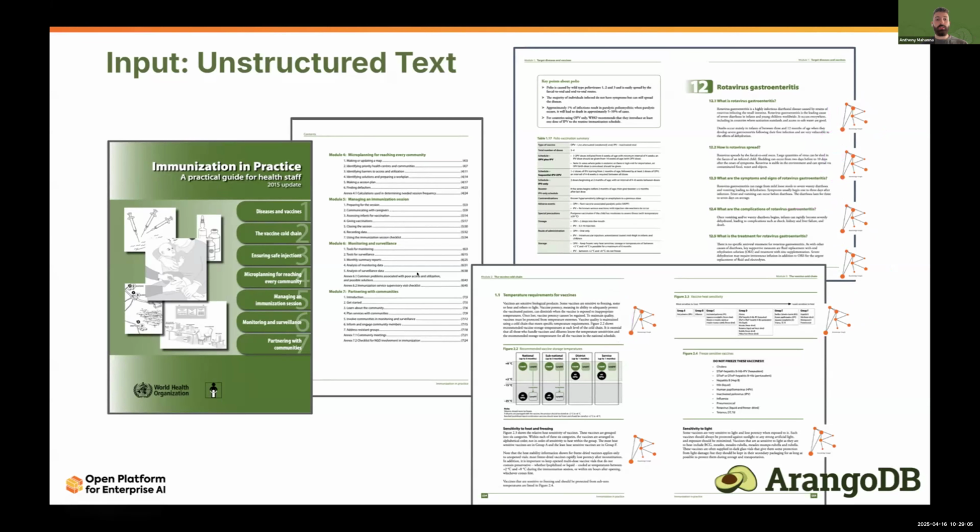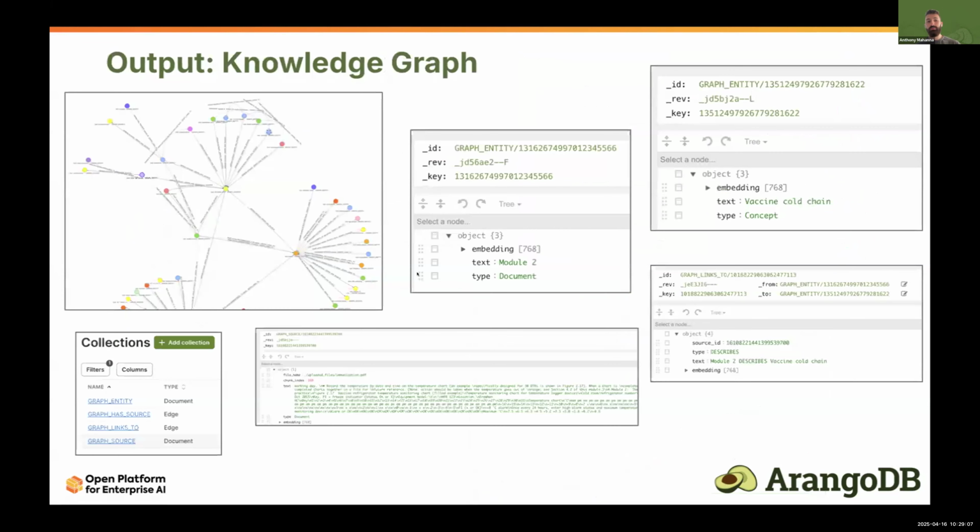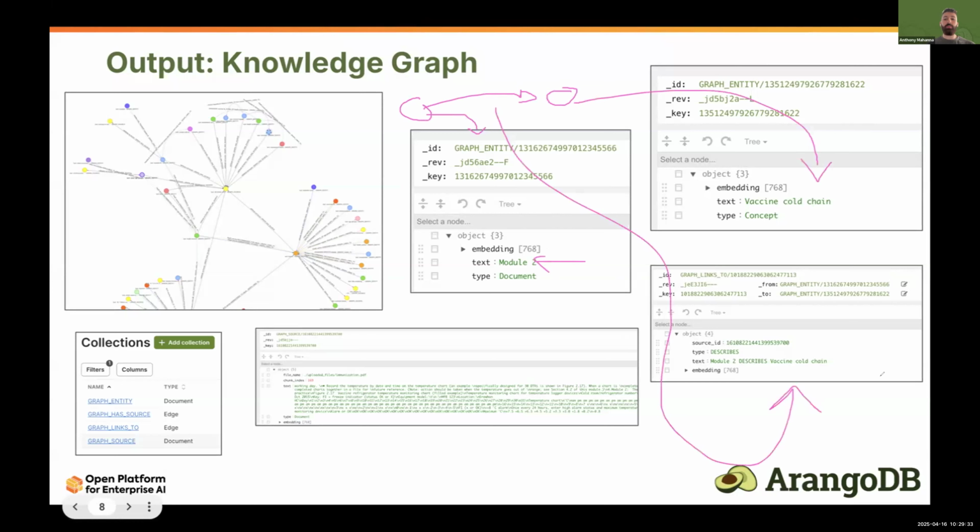The result looks like this from a database perspective. You have documents that represent your nodes, which have been extracted by the large language model. And then you have, of course, your edges that point to that node. So here's an example of one node, which is extracted as chapter 2 or module 2 of the PDF. And then here's another node called vaccine cold chain. And then there's the edge representing the relationship between these two nodes over here.